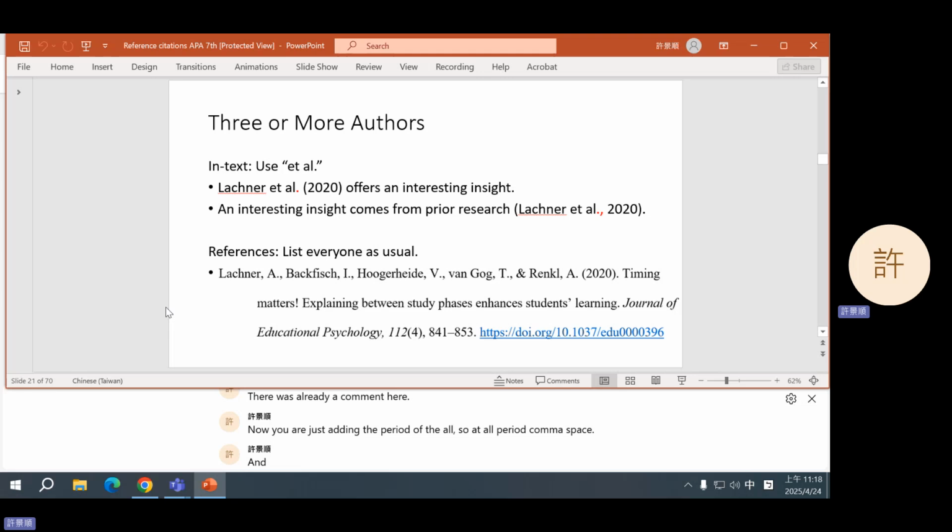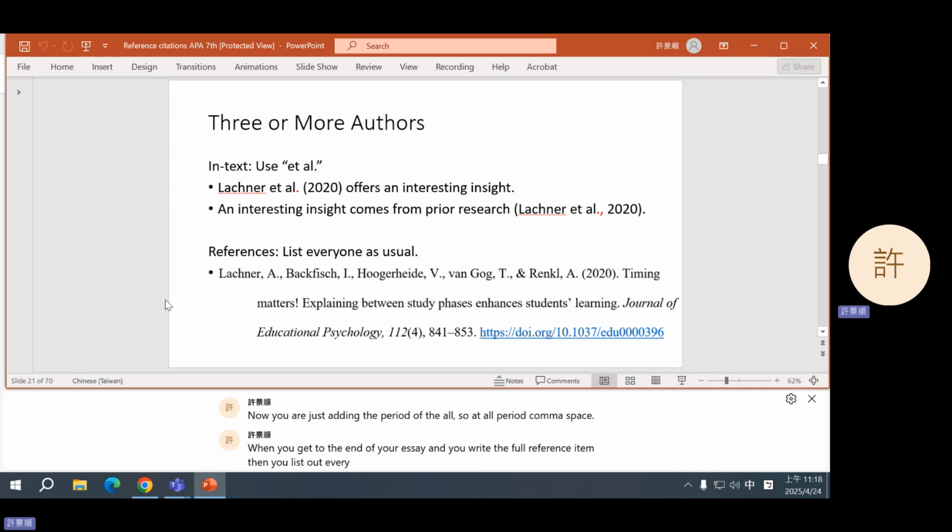When you get to the end of your essay and you write the full reference item, then you list out every person as usual.